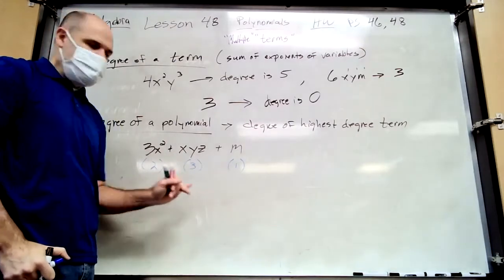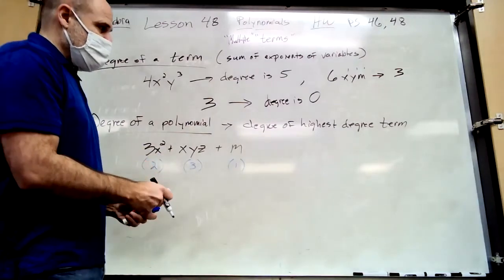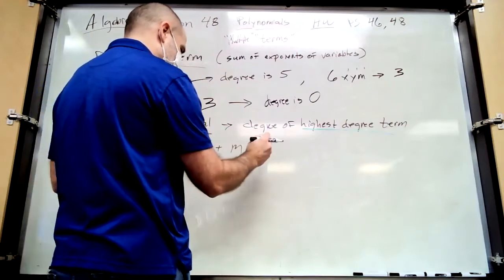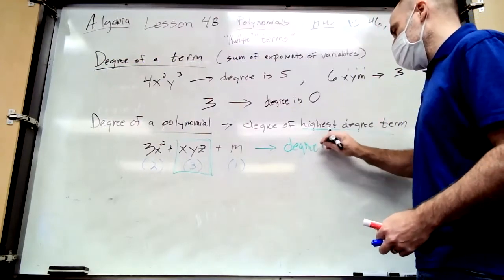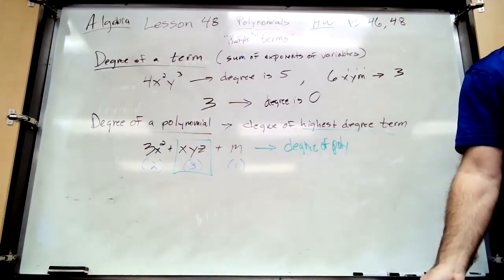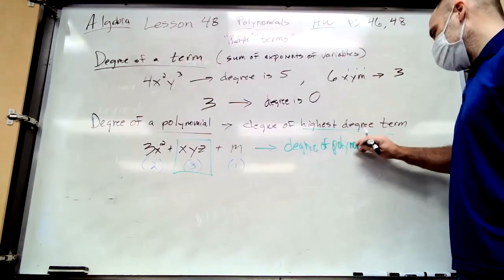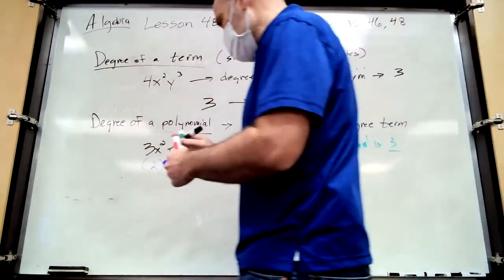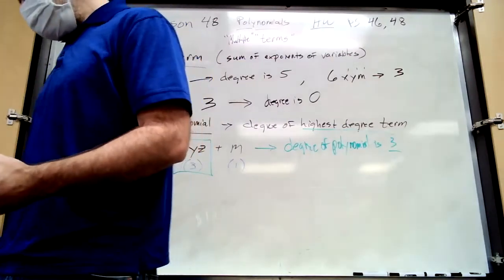So you would think, okay, the degree is 6, right? 2 plus 3 plus 1. That's how many variables are being multiplied. No. You have to pick the highest degree term. So it's this guy. So the degree of this polynomial is 3. It's not hard to do this. It's just hard to remember. The rule is kind of weird. The degree of a polynomial is 3 because that is the degree of its highest degree term. Okay?